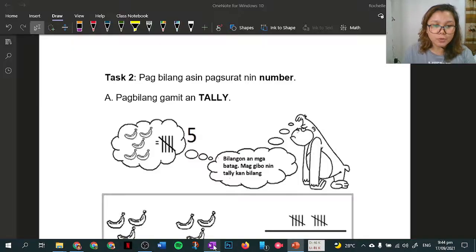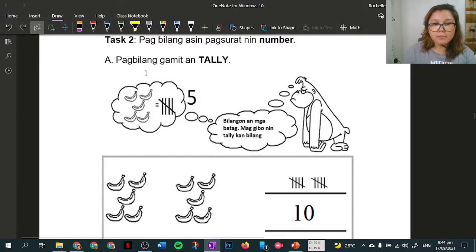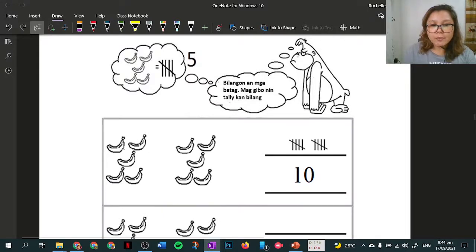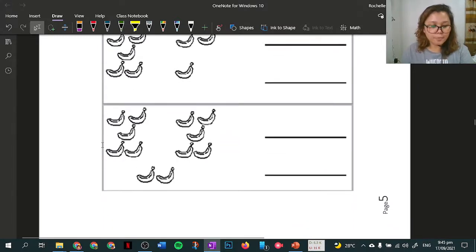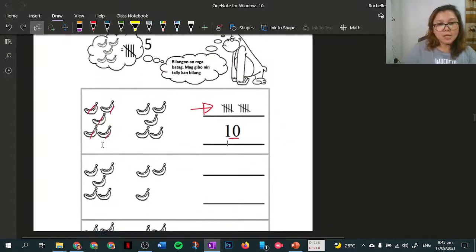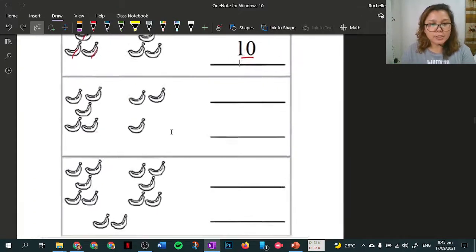Okay, let's return to the module. So, kung mapapansin nyo, for part A, pagbilang gamit ang tally. So, for the number of bananas, ito na yan. So, this is the tally after counting. So, pwede kayo mag-cross out dyan. Okay lang yan na masulatan nyo as long as you get the correct answer. And then after you make the tally, write the number in symbol below. So, this is what you have to do for this activity dito sa page 5. Now, so, how many items? There are 2 items, but it needs 2 answers.